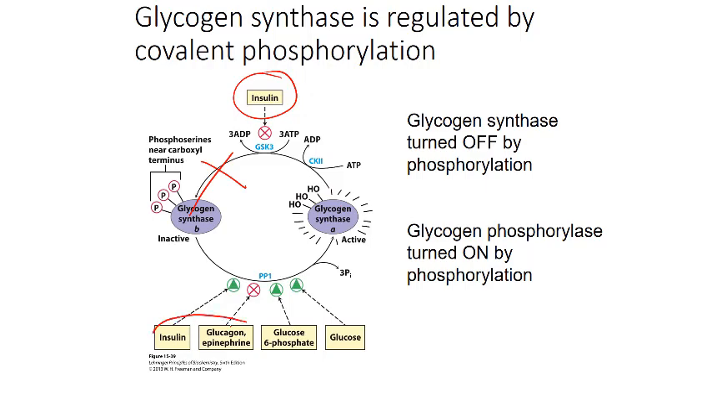Insulin, glucagon and epinephrine are going to turn off the enzyme that phosphorylates glycogen synthase, and glycogen synthase is active by removing its phosphate. Insulin, it turns out, is also going to help that process. So insulin is going to prevent phosphorylation and activate dephosphorylation, whereas glucagon and epinephrine are just going to prevent dephosphorylation.